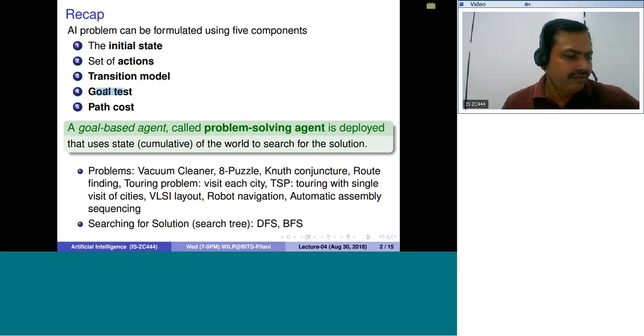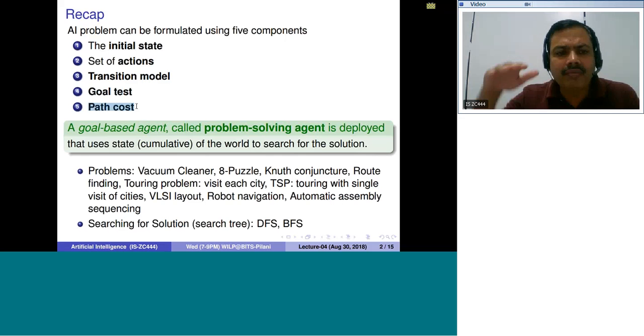Then there is a notion of efficiency, which tells how good you are at doing the things. To go ahead with that notion of efficiency, we need path cost, meaning the cost incurred when you reached the goal. So we want to minimize the cost. This is a very important thing.